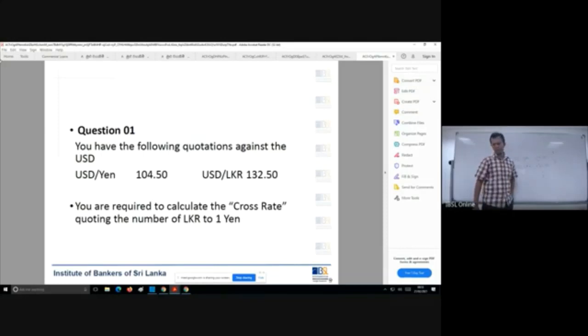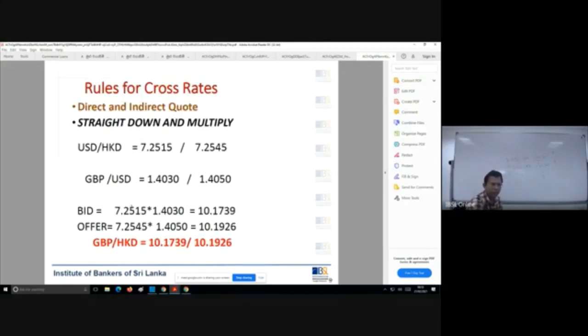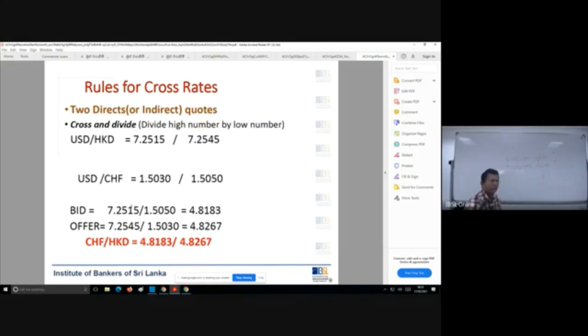Both are direct. If it is both direct, cross. Remember this, you won't forget everything. You can calculate any cross rate if you remember these two methods.